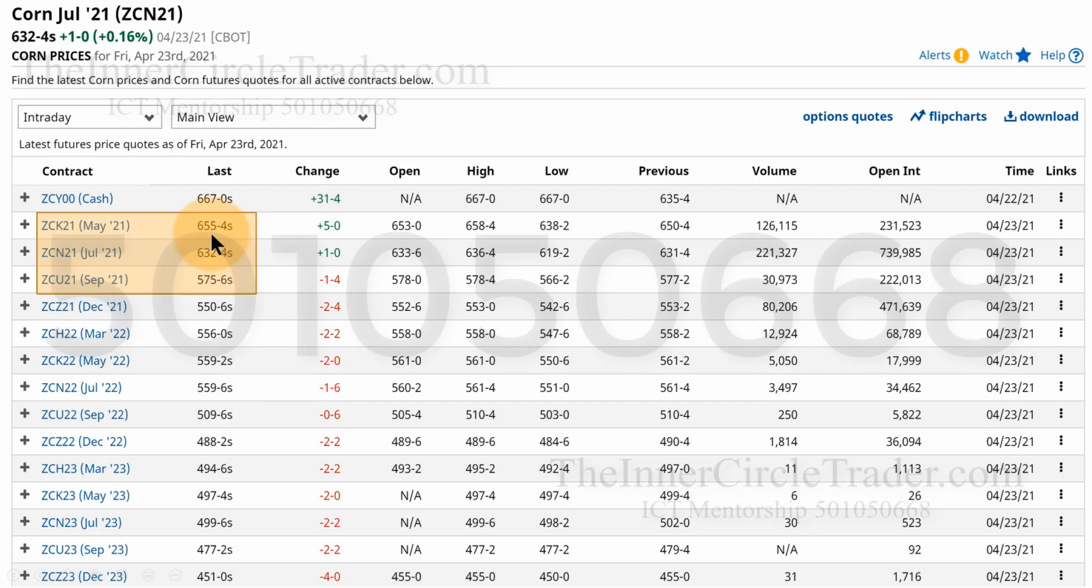$6.55 a bushel, $6.32 a bushel, $5.75 a bushel. Prices are going lower in the future, and they're more expensive as you are closer to real time. So if this is the nearby contract, this should be cheaper than this one, and this one should be cheaper than that one. It should be more expensive as we get further in time. That's a normal carrying charge market. That's normal. That's exactly what it's supposed to be like.